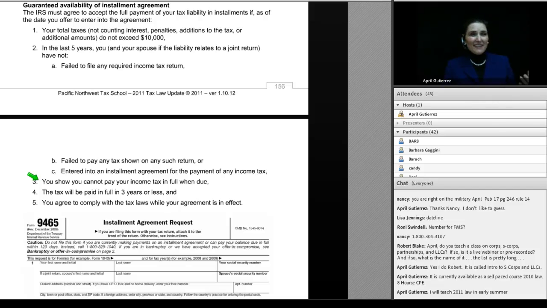But my experience is that I've never had a client turned down. Even when they owed $50,000 or $80,000, I've never had one turned down. The IRS seems eager early on to accept these agreements.